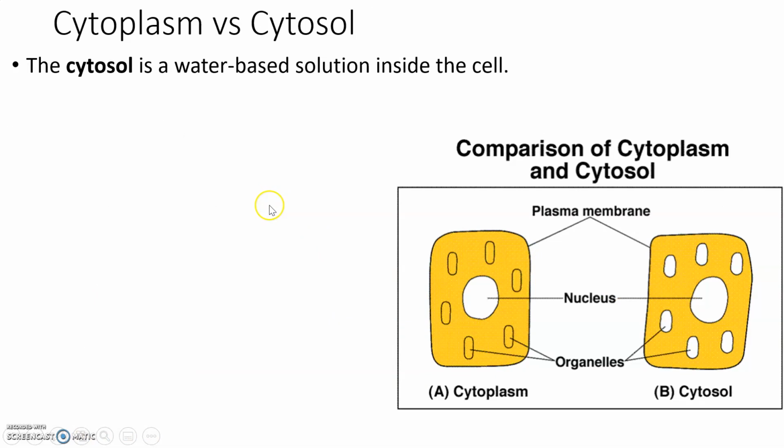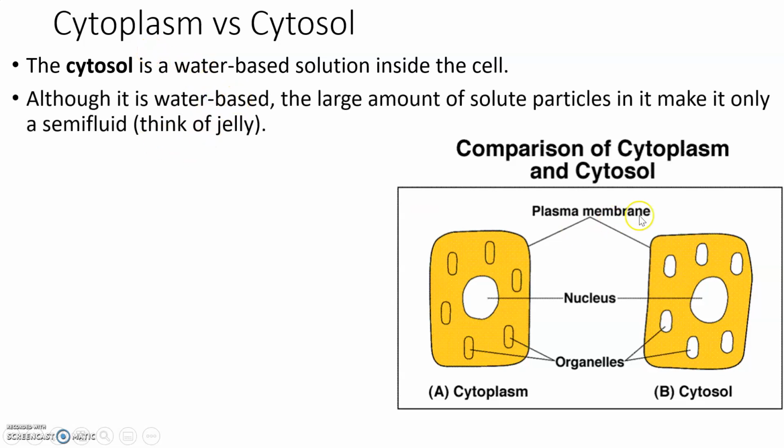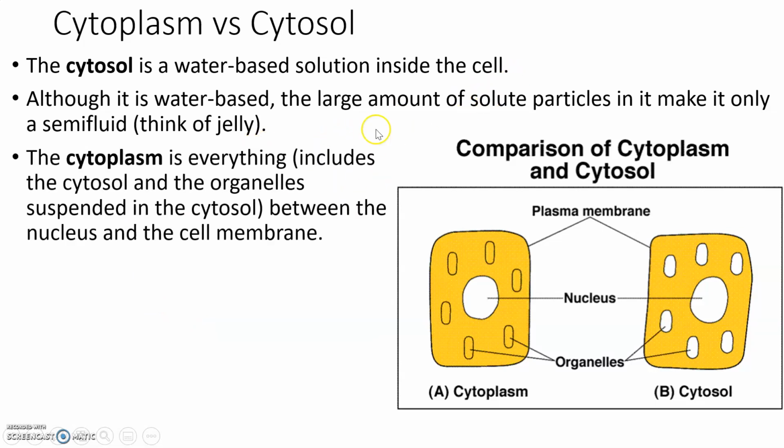All right, and finally we have the cytoplasm versus the cytosol. Very similar words, but make sure you know the difference between them. The cytosol is the liquid portion of the interior of the cell. It's water-based, but it has so many salts in it, so many particles in it, that it's really going to be very, well, semi-fluid is the word I use here. So think of a jelly. It's water-based, kind of a liquid, but has so much stuff in it, it doesn't really flow like water would flow.